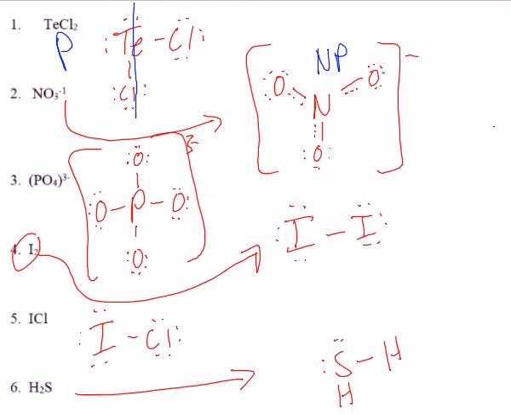PO4 minus phosphate, that's going to be nonpolar. I2 is going to be nonpolar. You've only got the element, guys. It's like playing tug of war with yourself. It's going to be symmetrical. ICl, though, is going to be polar. You've got different elements there. H2S is polar.